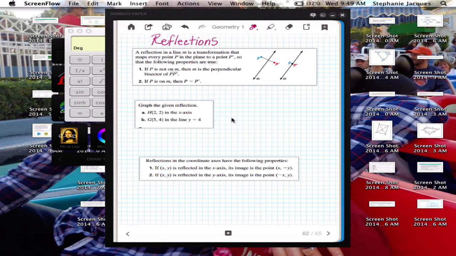We've talked about all the different transformations that objects can make. We're going to go a little more into depth. So let's talk about reflections today. And that was one of the first things you saw in your notes from last night.